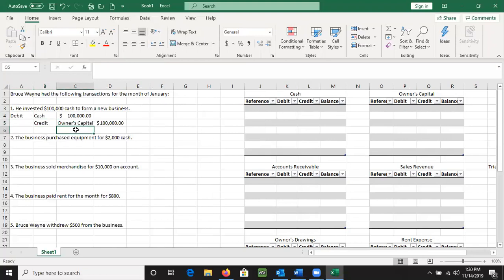So here's what I do before even going on to the next transaction. Post what you did. So cash was affected. Go over here to the cash general ledger account. The reference number should be the journal entry number. So number 1, cash was debited $100,000. That would make its balance $100,000 because nothing else has happened yet. Owner's capital, go to owner's capital, same reference number because it's from the same journal entry. It was credited $100,000. Thus, its balance is $100,000.